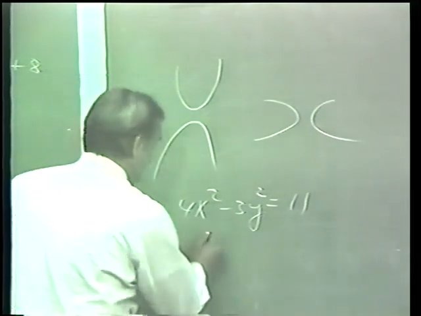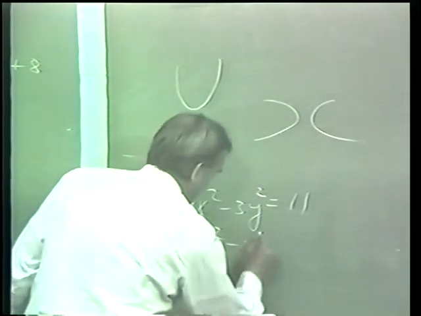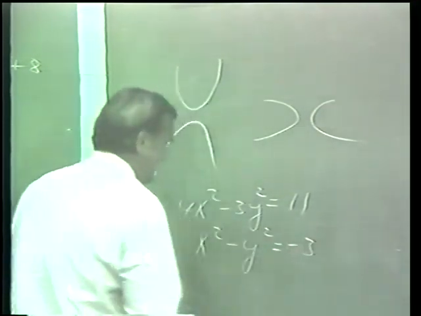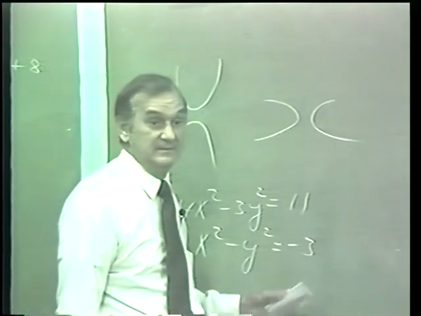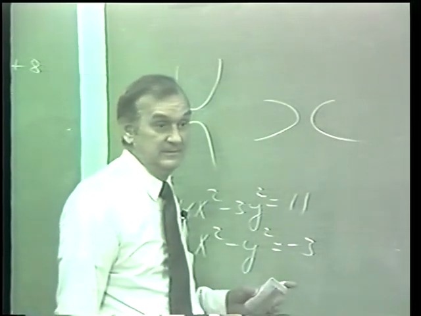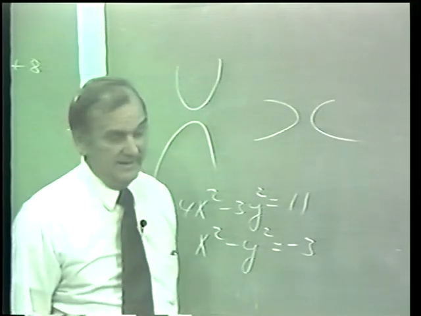Another example. X squared minus y squared equal negative 3. This is a hyperbola. Again, A and B have opposite signs. C is not 0. Hyperbola. Back to 260.